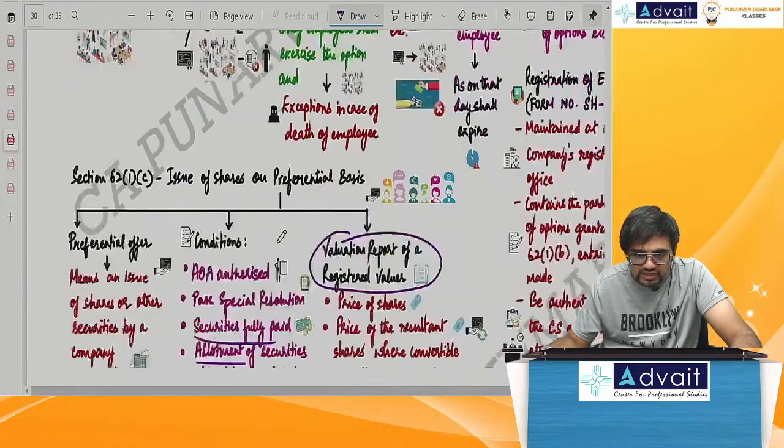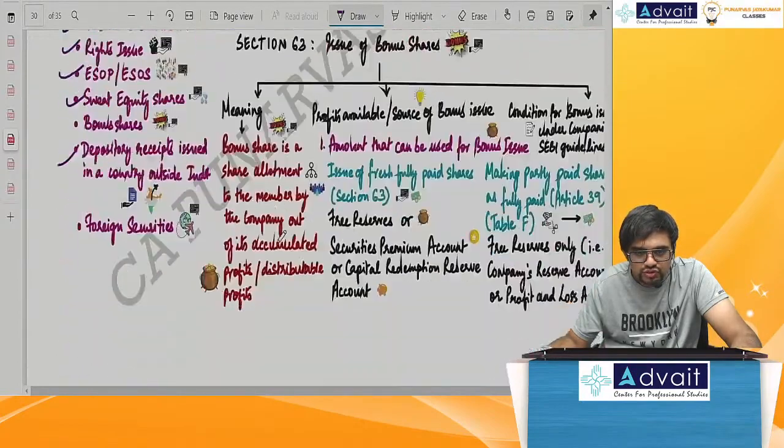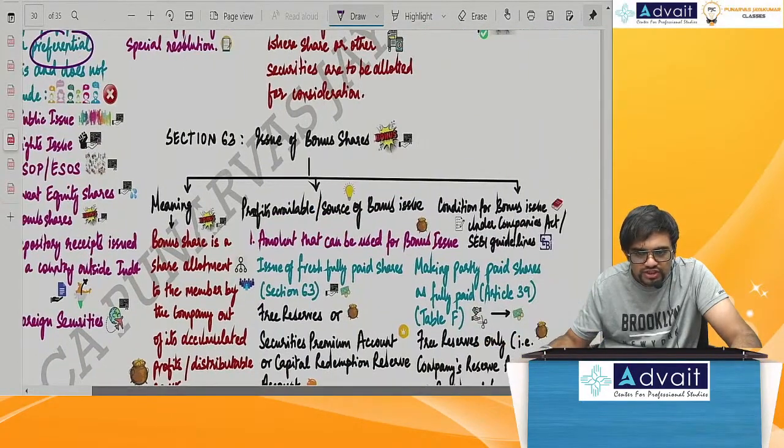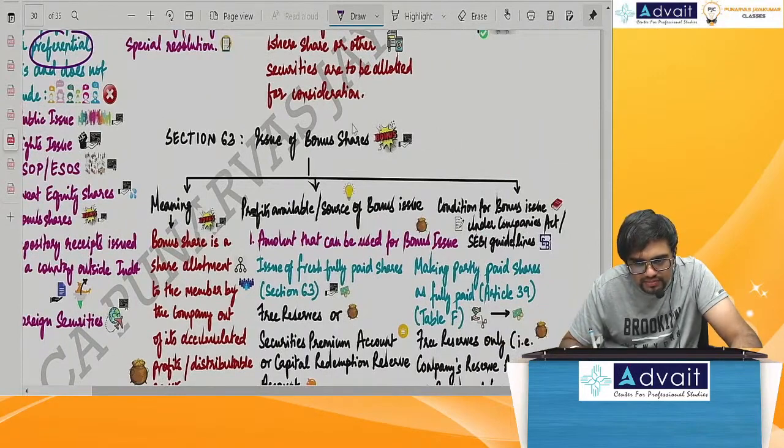Apart from this, the next section, guys, is the issue of bonus shares. Bonus shares in one single line can be said to be capitalization of reserves.